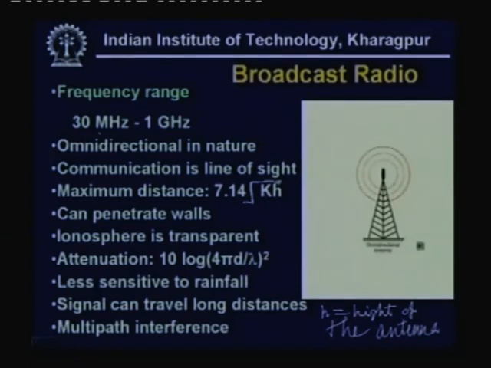And in this frequency range, 30 megahertz to 1 gigahertz, it can penetrate walls. That is one advantage as well as disadvantage. What is the advantage? The advantage is that this type of signal you can receive inside your room. The antenna can be inside the house. So, the signal can penetrate the wall and reach you. That way it is advantageous.